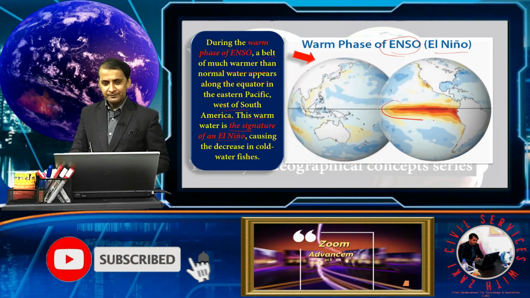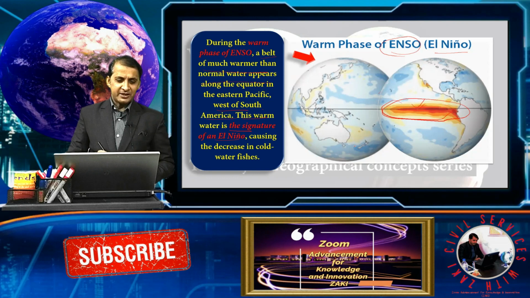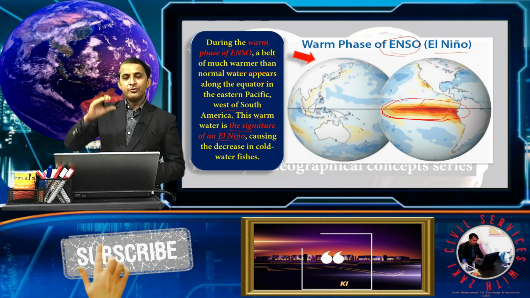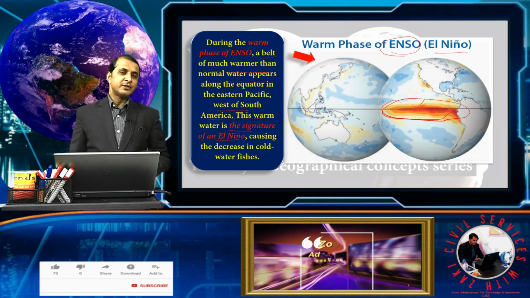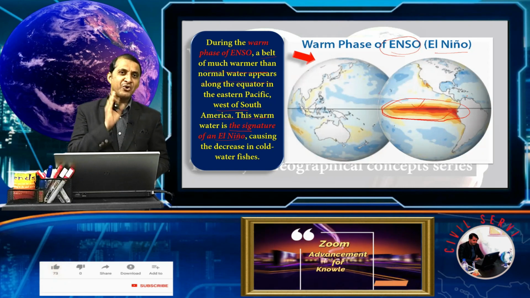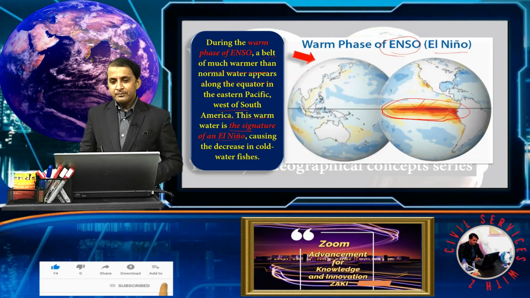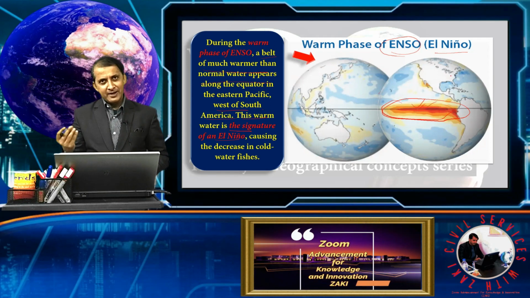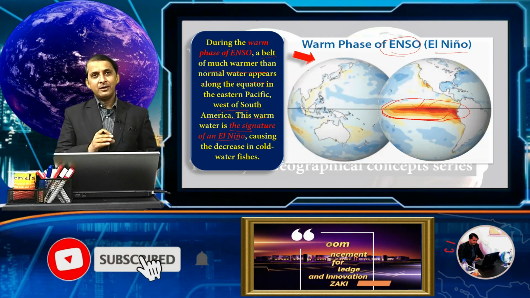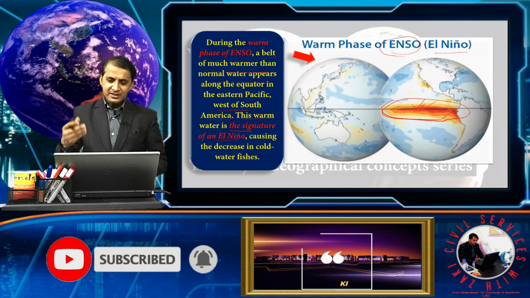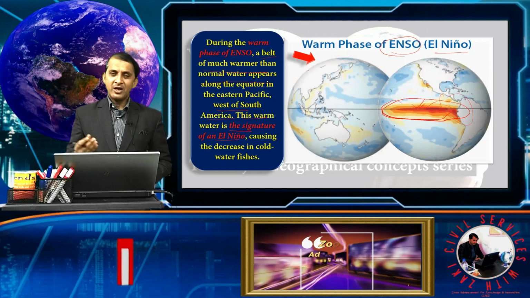See here, this warm water is the signature of El Nino, causing a decrease in the cold water phases. Due to the warm water, some native cold water fish go to the deep ocean, and that's why the fishing industry is destroyed in this situation. Also, due to the warm area, erratic rain and storms cause great economic loss to the countries situated on the western coast of South America.